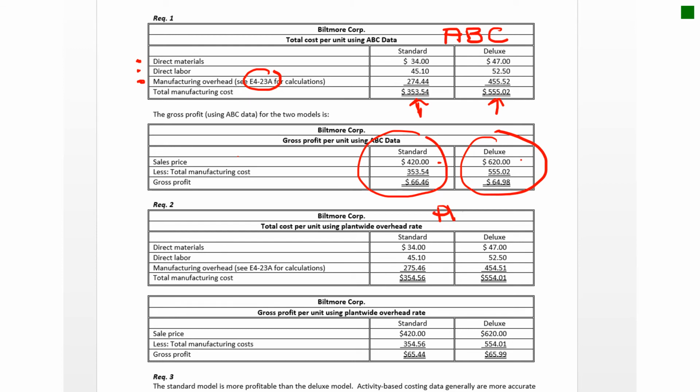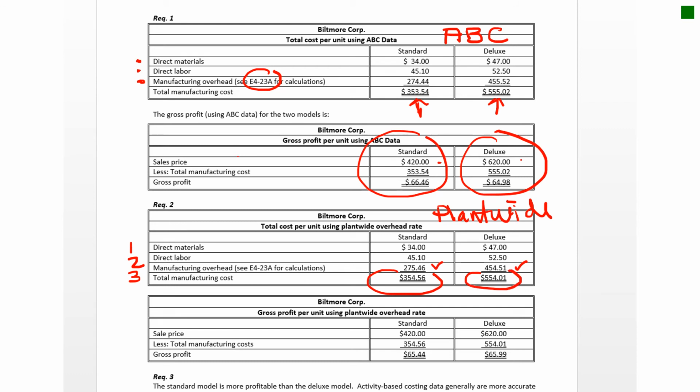Now, for the plant-wide overhead rate, again, we already know these numbers because we already calculated them. Notice the direct material and direct labor, again product cost number 1 and 2, are the same, 34, 45, 10, those are the same for both. The only thing that's going to change is the overhead number, and again, go back to 4-23 for the one overhead rate, it was 275 for standard and 454 for deluxe. You add these up, and of course, there's your cost of goods sold per unit.